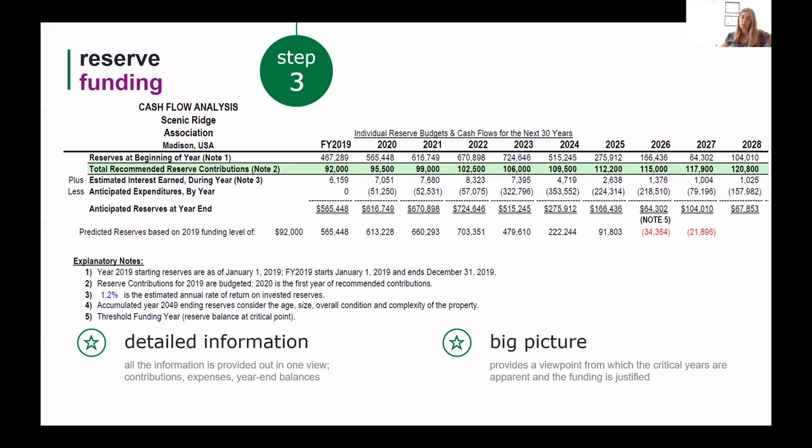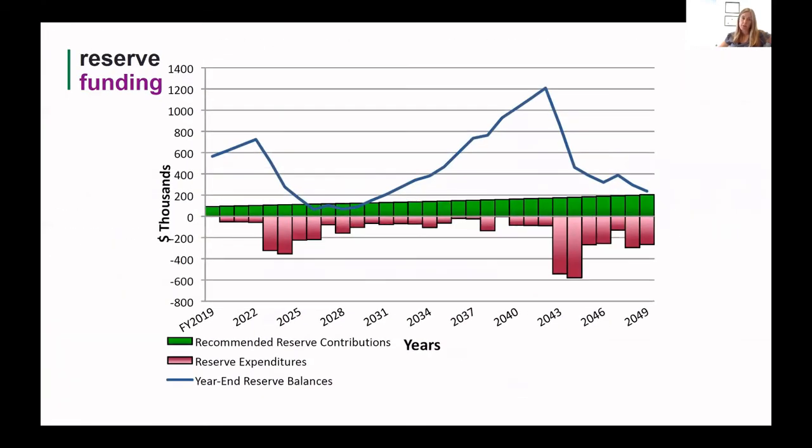but I think it's helpful to see this table in more of a graphical form. So we do include a graph that's really great to provide to homeowners, maybe in an annual meeting, to help understand the importance of reserves. So the blue line is that reserve balance. The green bars are the reserve contributions, and the red bars are the planned expenditures.